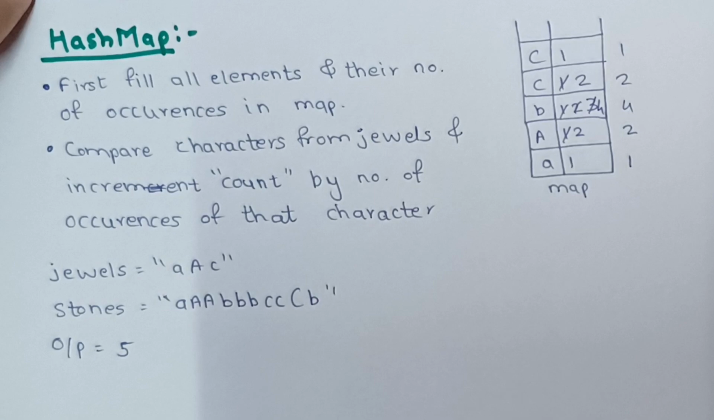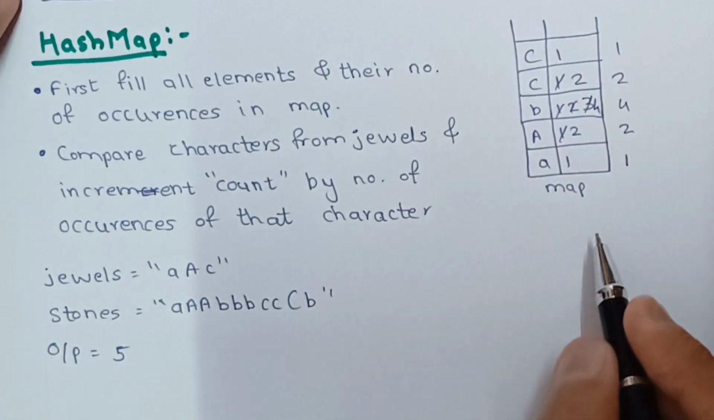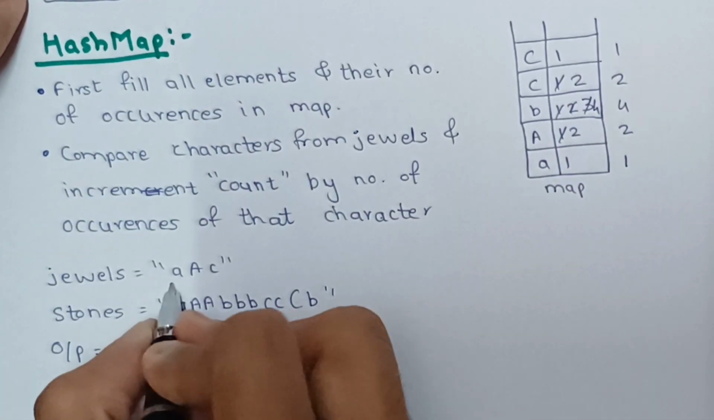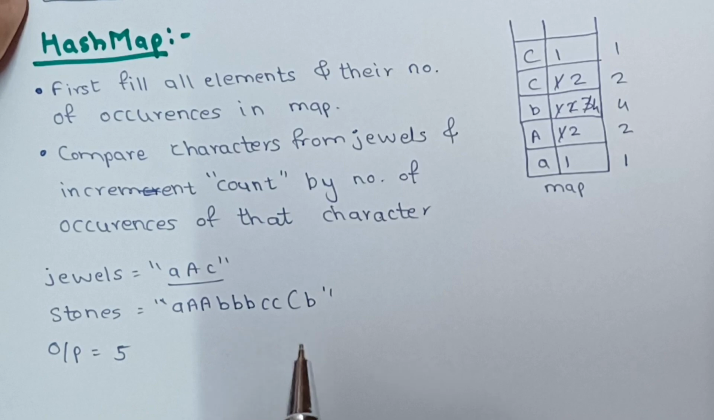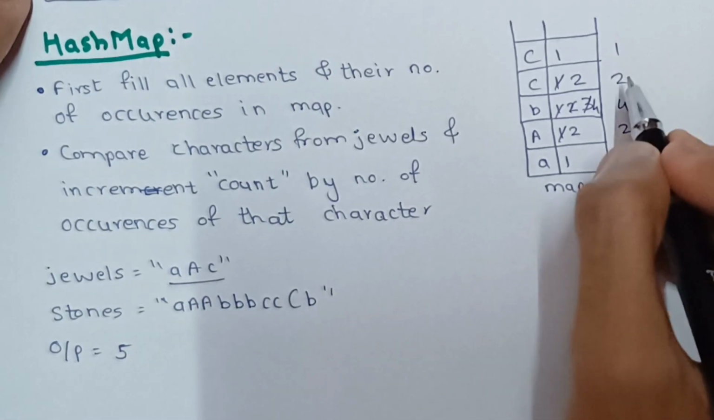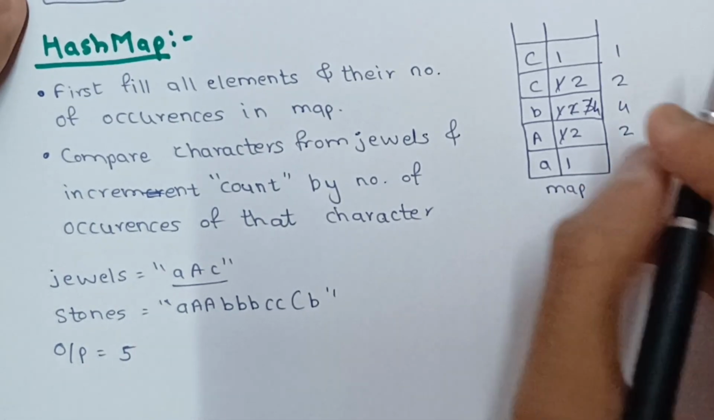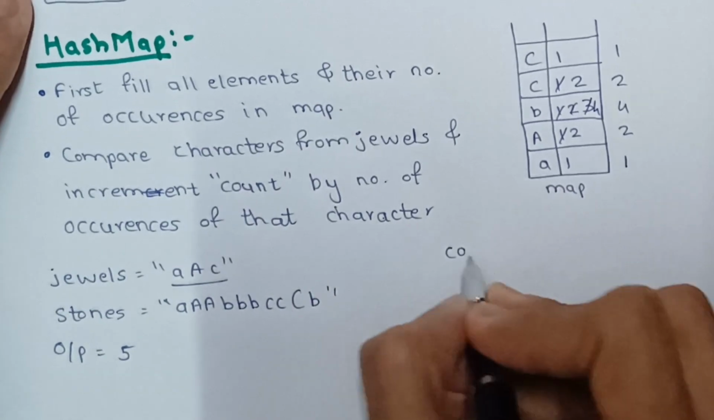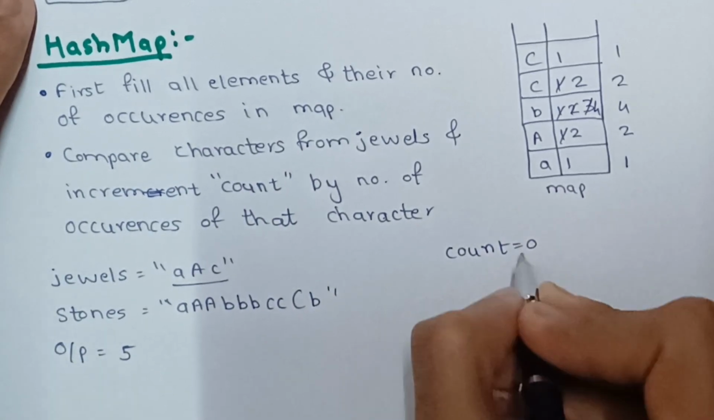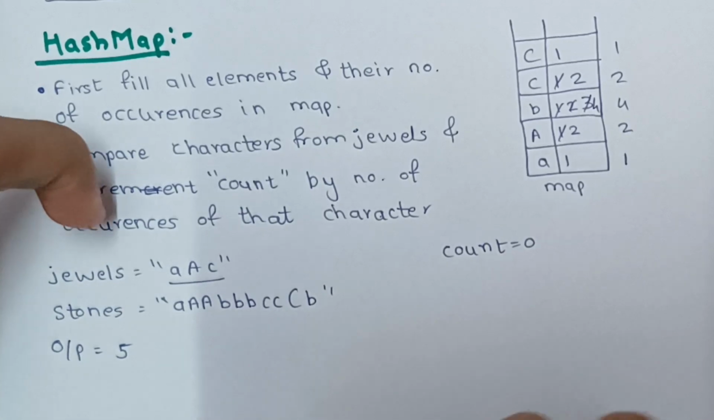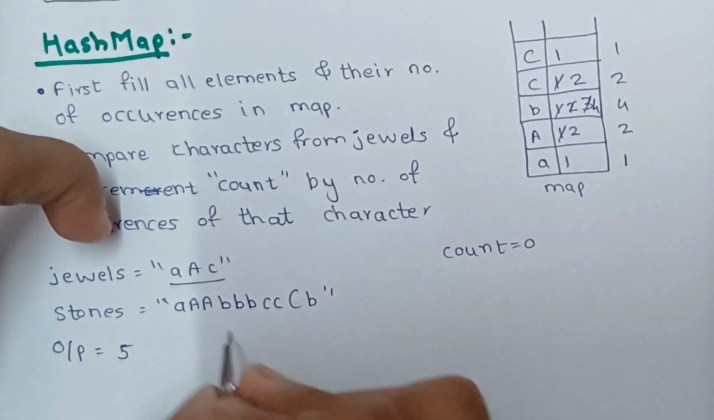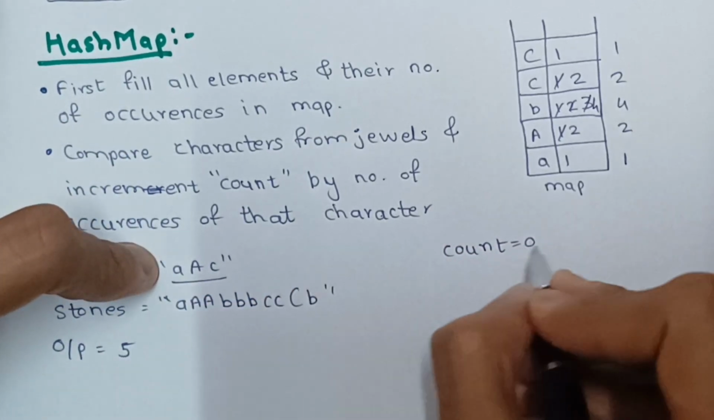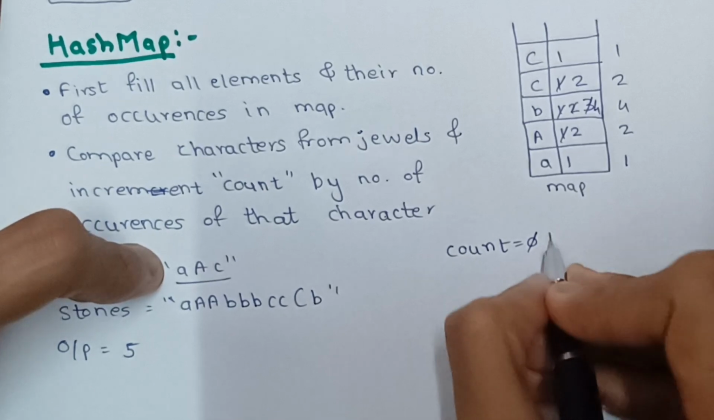Now what we will do is compare those characters from the jewels string, and we will count the values directly from the map. So a is there, we will add it to the count. First our count is 0. Now we will add the occurrences of that character from the map. Here a's occurrence is 1, so we will add 1 to the count.